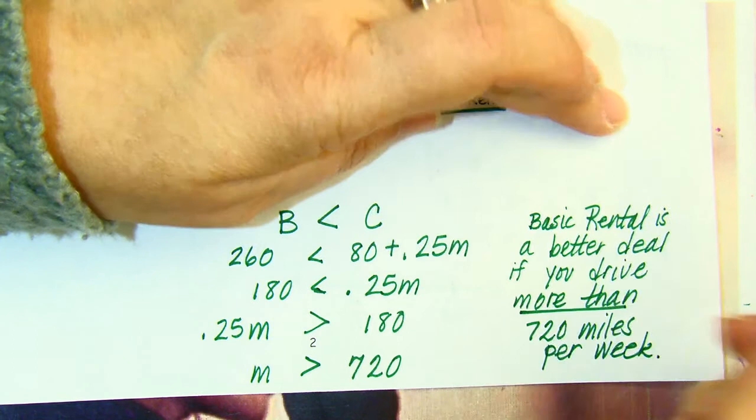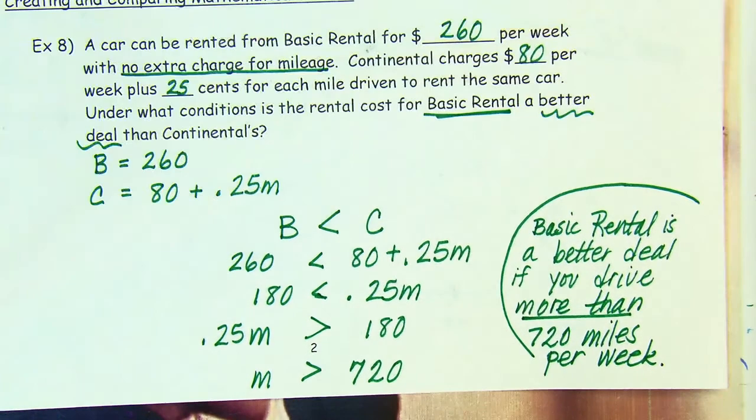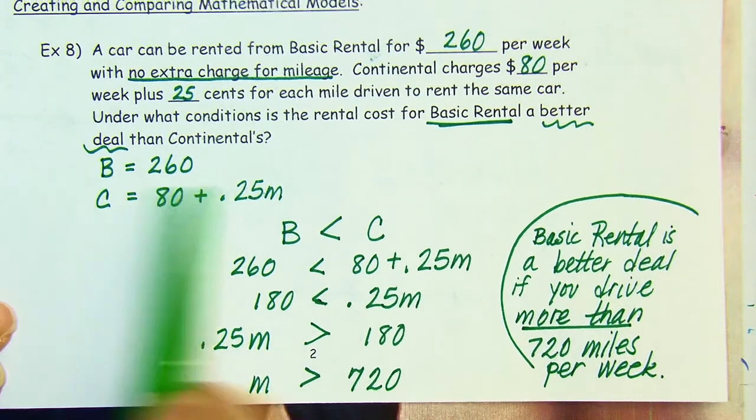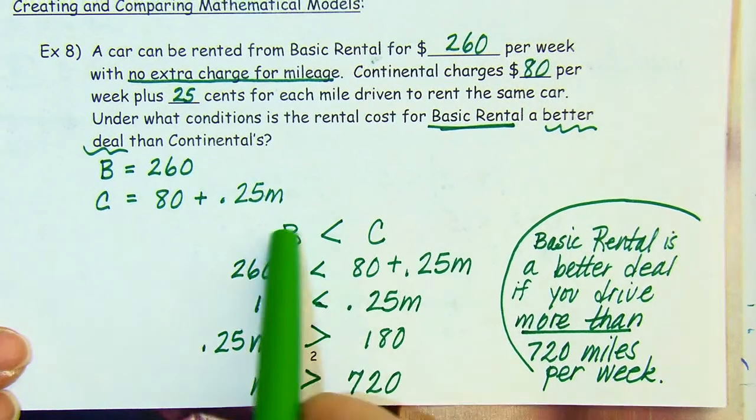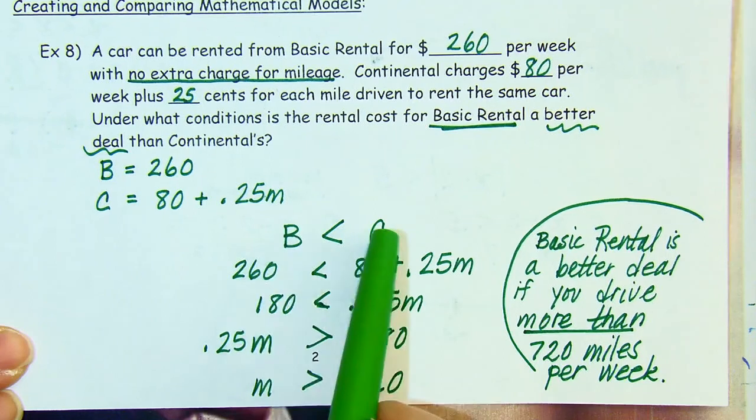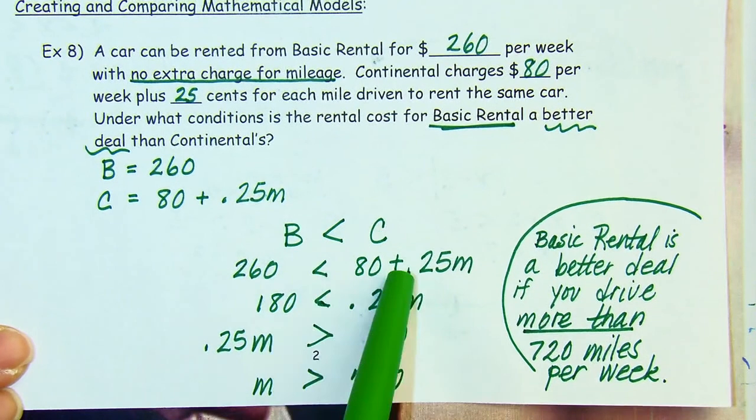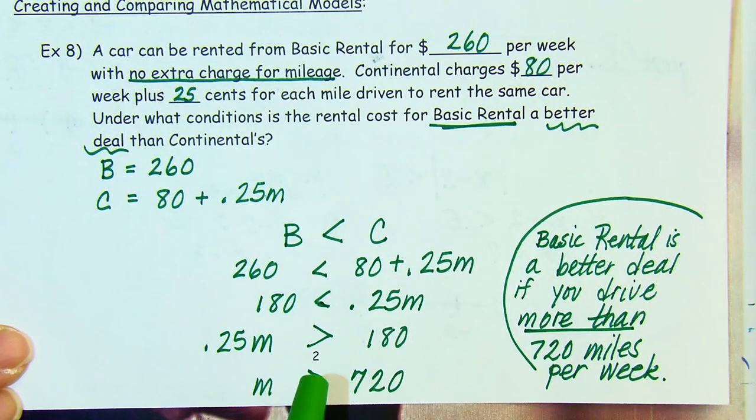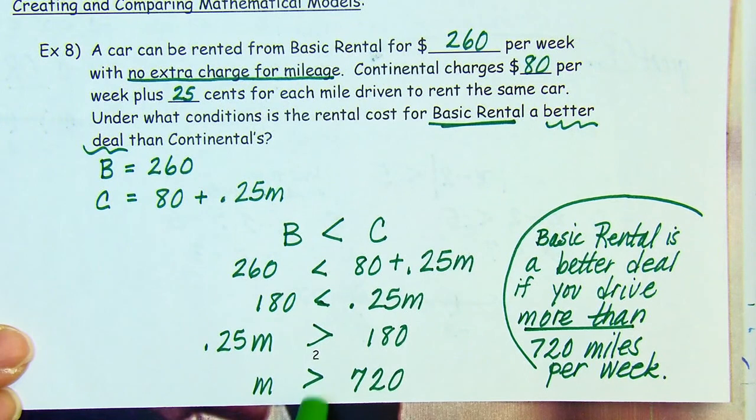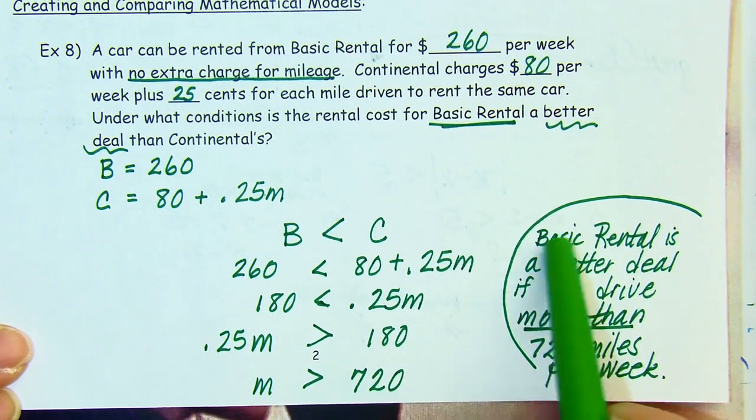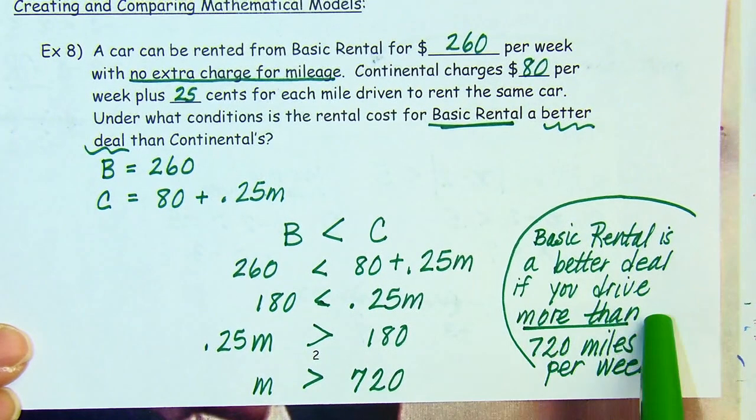So if you know you're going to use this rental car a lot, then Basic Rental would be the way to go. But if you're not going to drive that many miles, then Continental is the better way to go. Okay, so again, what do we do? Set up models for the costs. Set up a model. What's going on? I want Basic Rental to be a better deal. It would cost less. Substitute into the model. Solve. Note what your inequality is saying. I'm not including 720, so Basic Rental is a better deal if you drive more than this many miles per week.